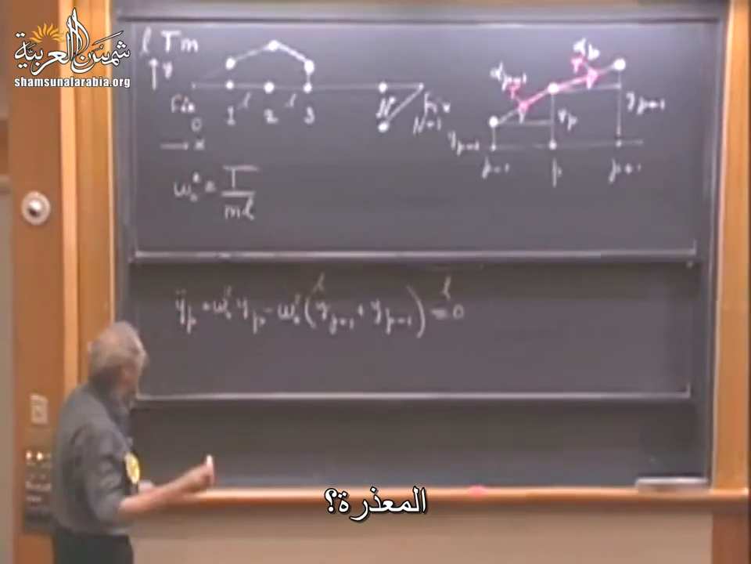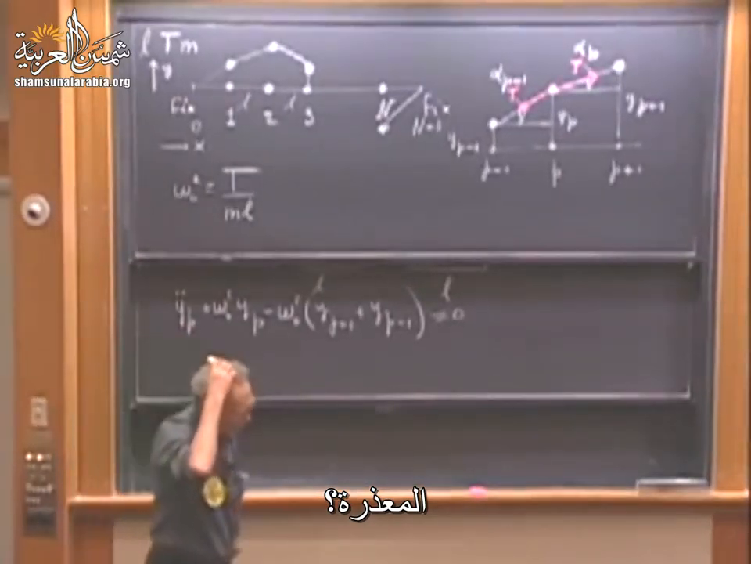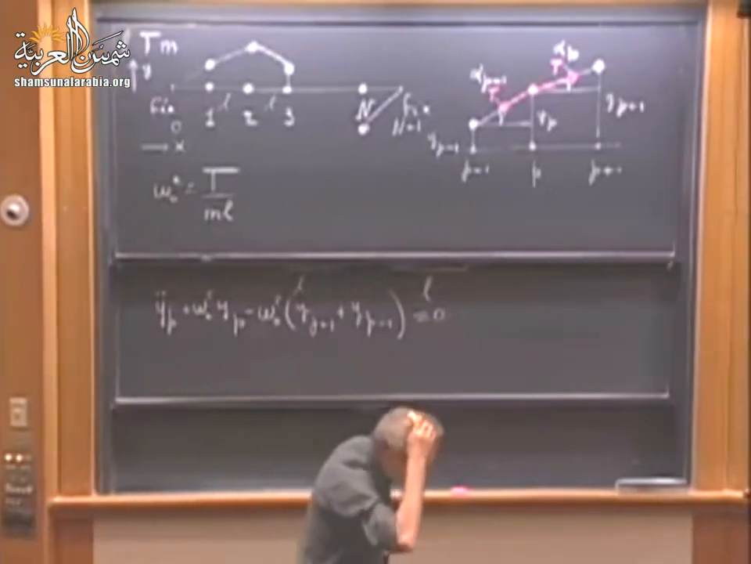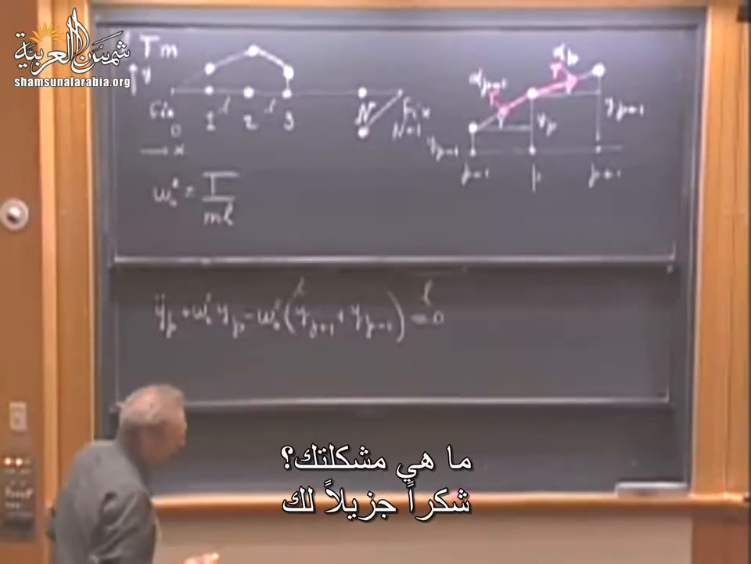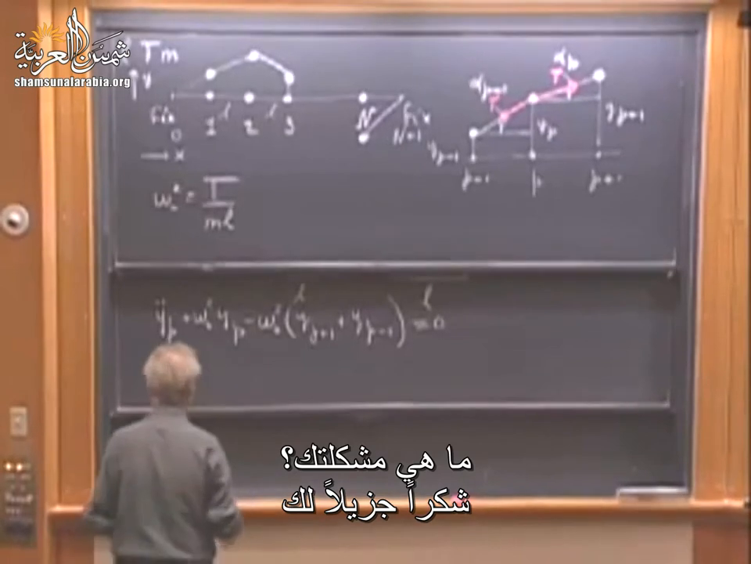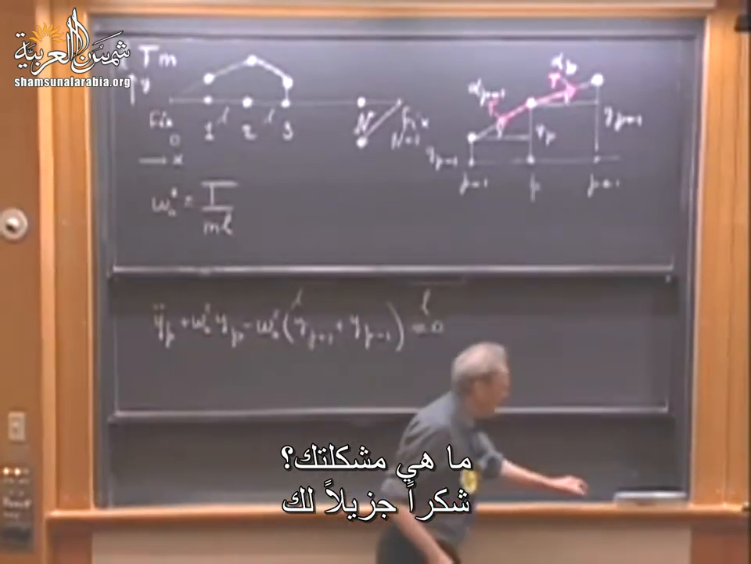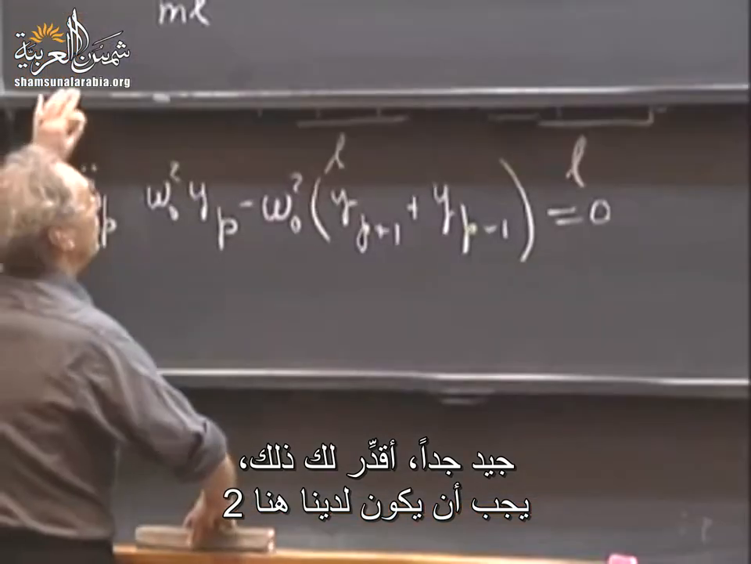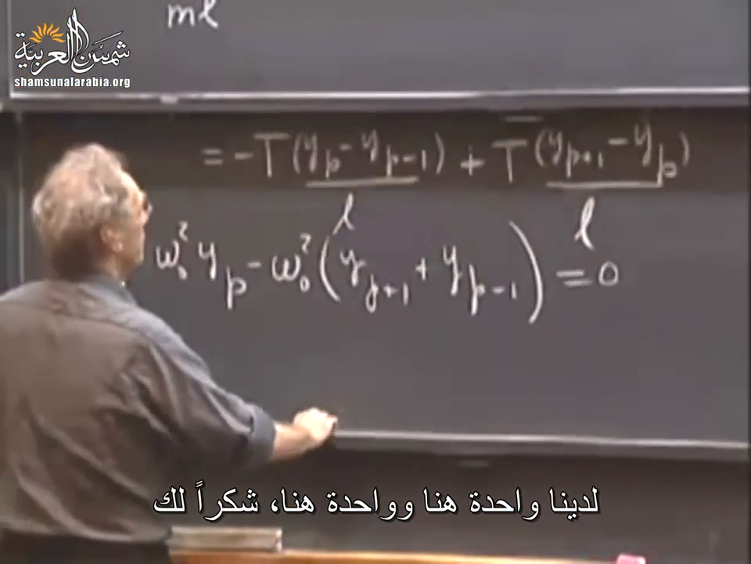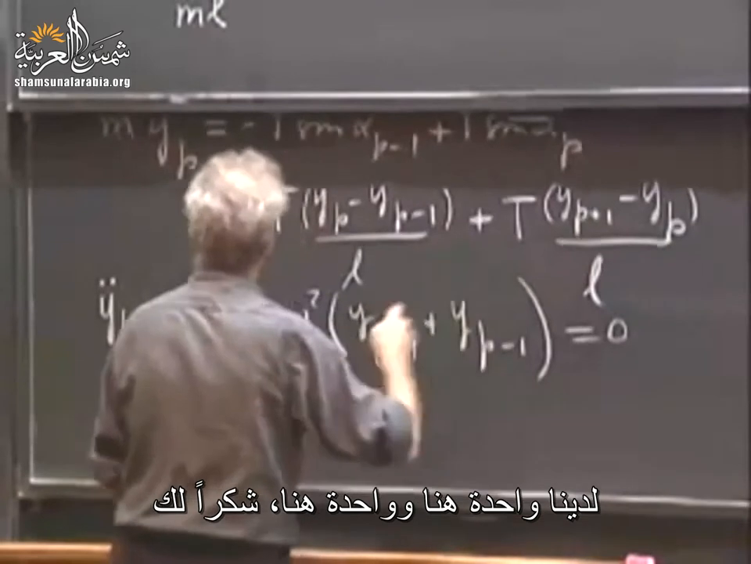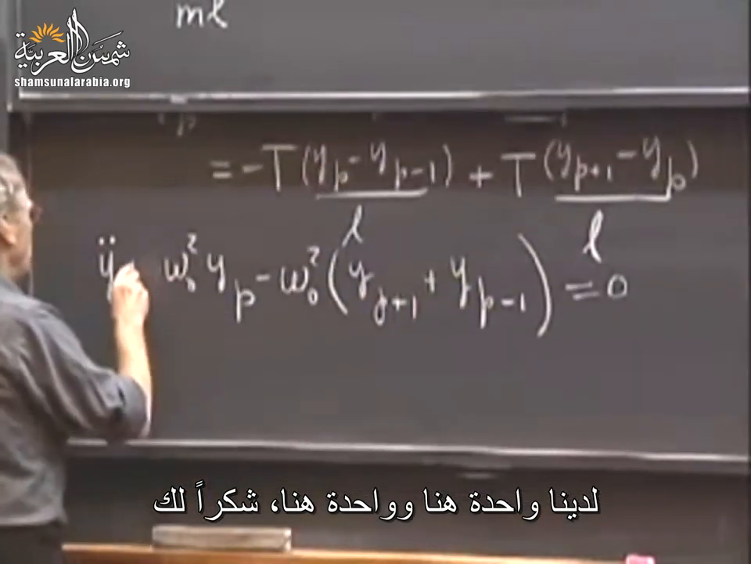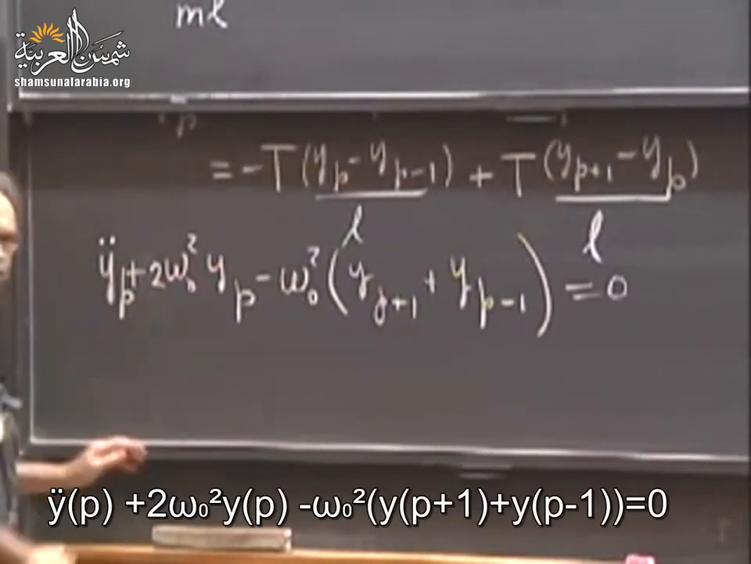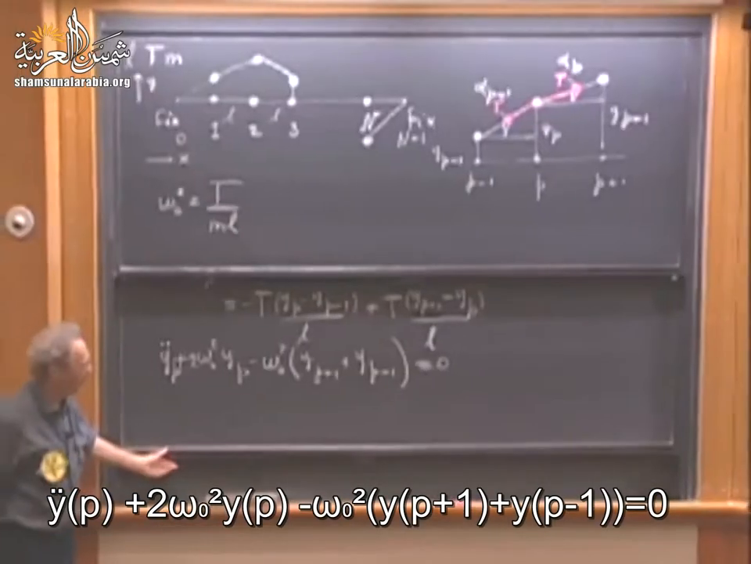Excuse me? What is your problem? Yes. Thank you very much. Very good. I appreciate it. This is a 2 because you have two P's. You have one here, and you have one here. Thank you very much. Okay? Very attentive.